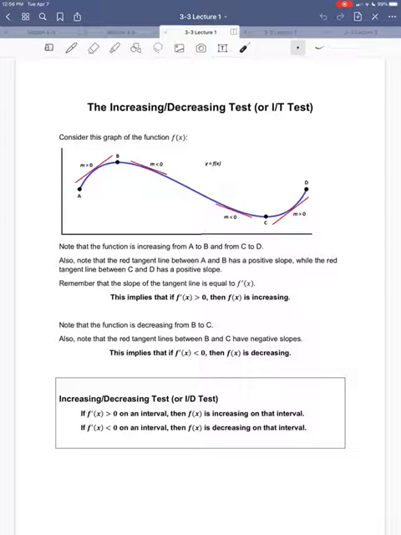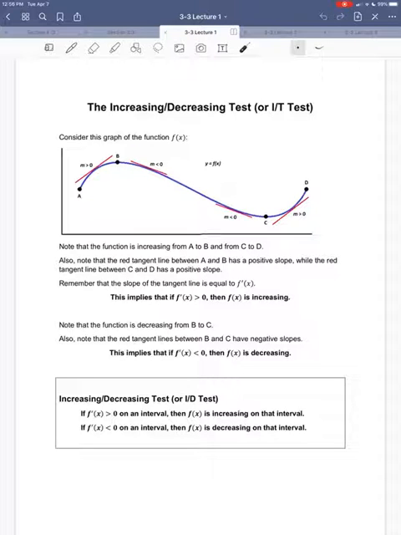What I'm going to look at in this mini lecture is how the derivative of a function, f prime of x, affects the graph of the underlying function f of x. And to start with, we're going to develop something called the increasing decreasing test.